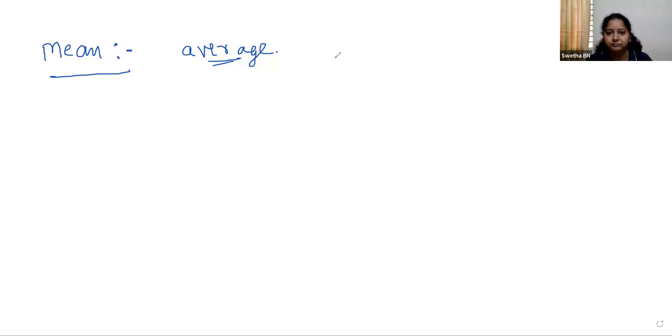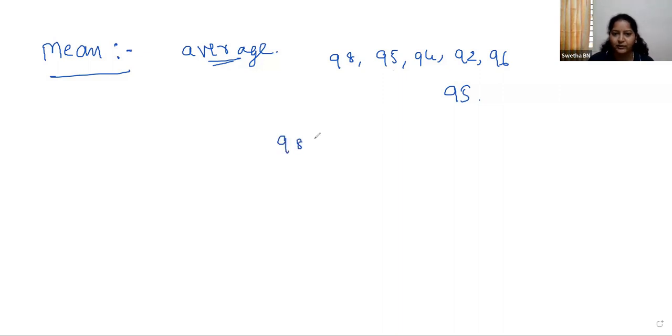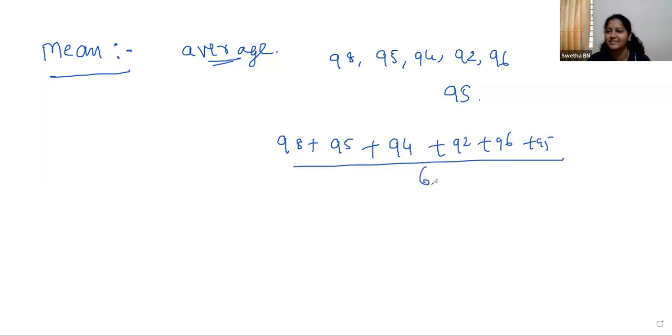See, for example, you have scored 98, 95, 94, 92, 96, and 95. Now how will you find the average of your marks? What is the average marks? How will you find out? Okay, you will add all the marks right now. So 98 plus 95 plus 94 plus 92 plus 96 plus 95. You will add all the marks and divide it by 6. If you divide it by 6, you will get the average marks. Got it, Panchami, Shreya? Yes, ma'am.